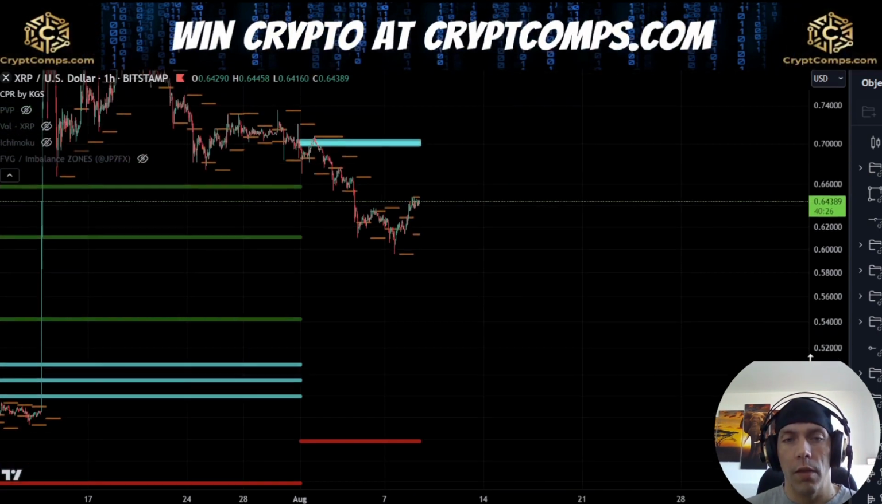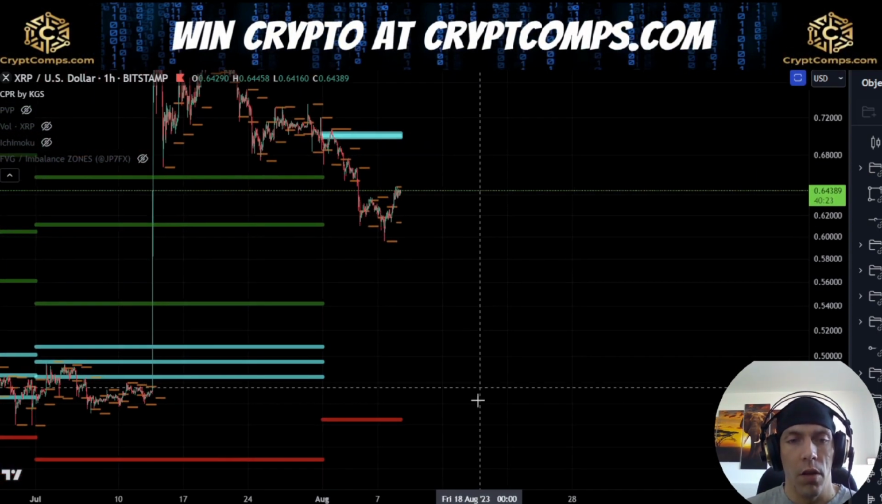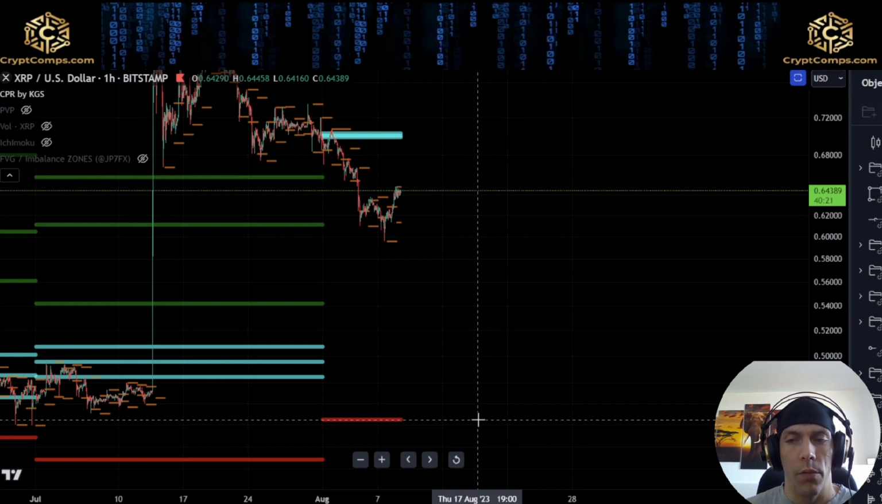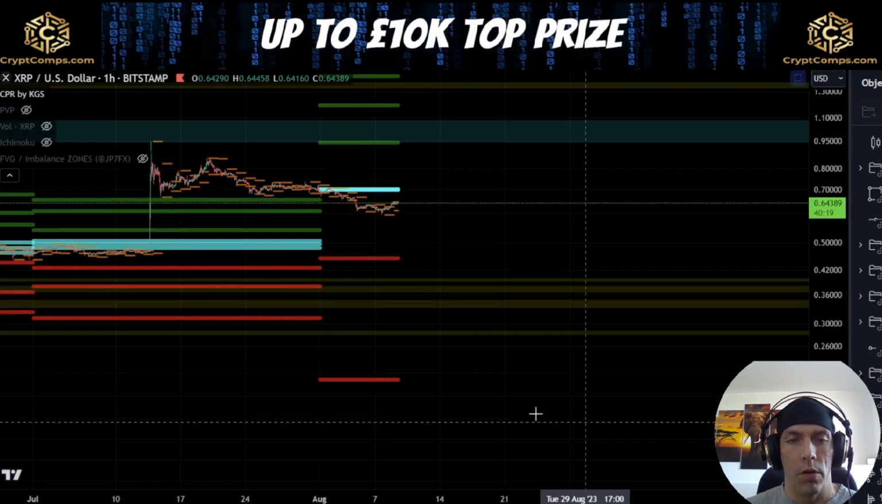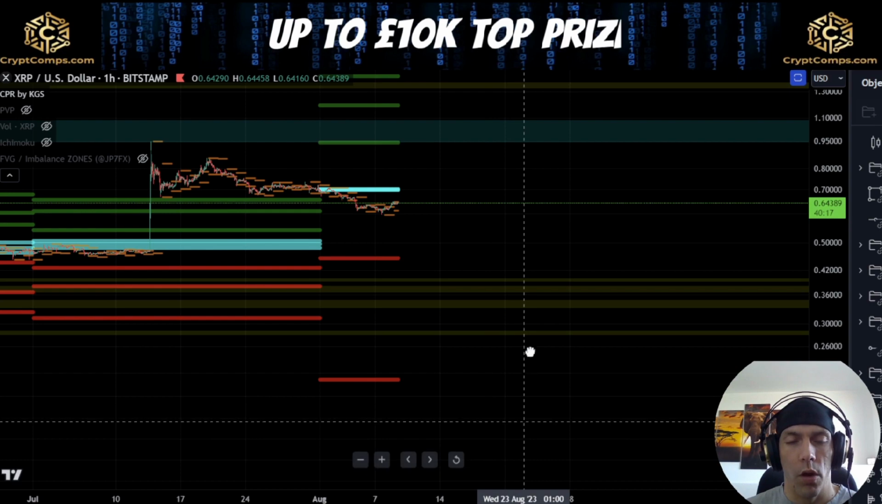Now, if we are looking at this possibility of a continuation down, targets for this month become this 45.34. We have lower targets here of this 21.16.